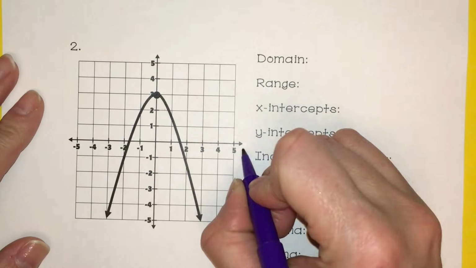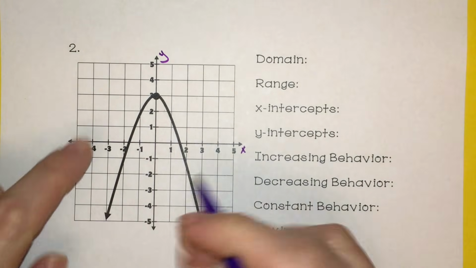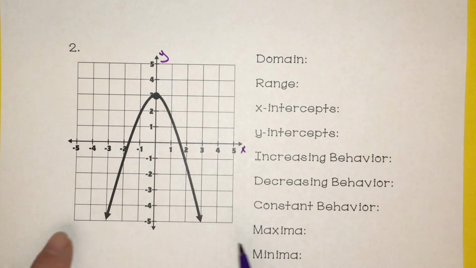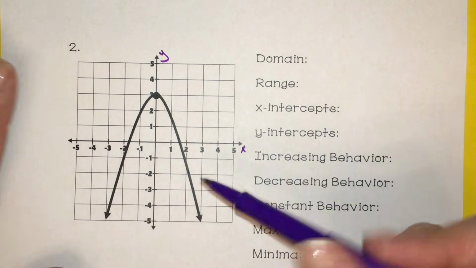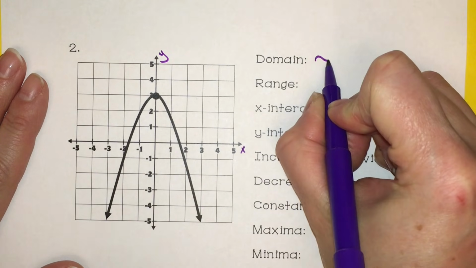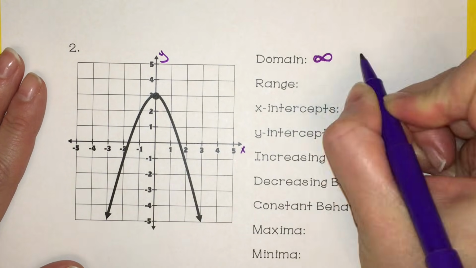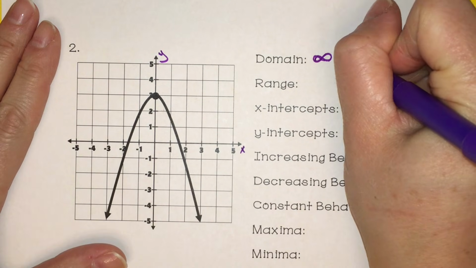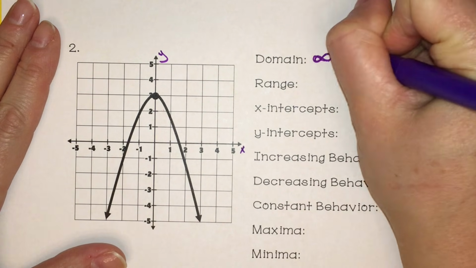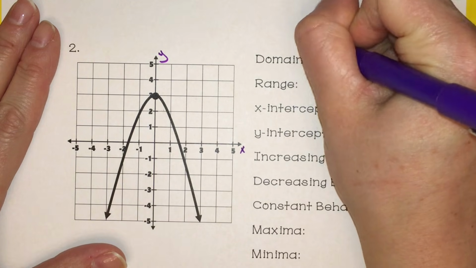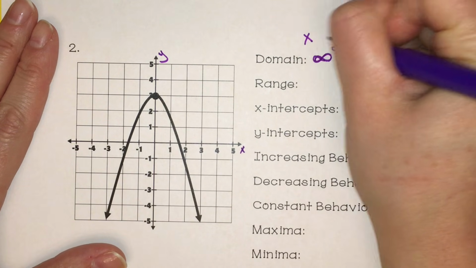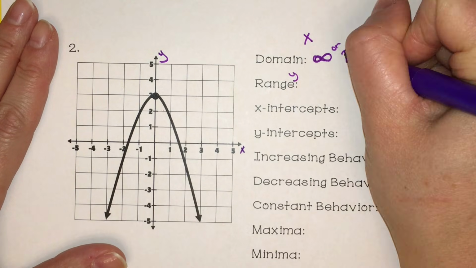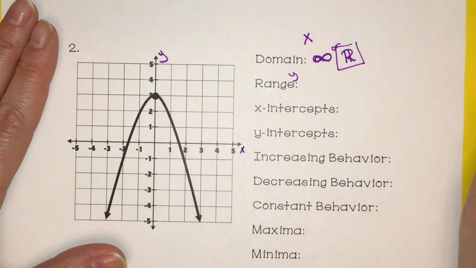Domain, the x values. All right, so our graph's going to keep going down. As it goes down, it's going to continue going out. So it's actually infinite numbers. So it's going to continue going in both directions, or all real numbers. Because you can say x is going to continue going to infinity, because remember domain is x, range is y, or I like to write all real numbers.